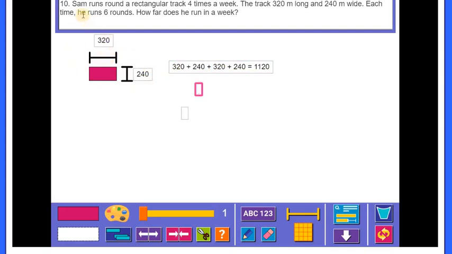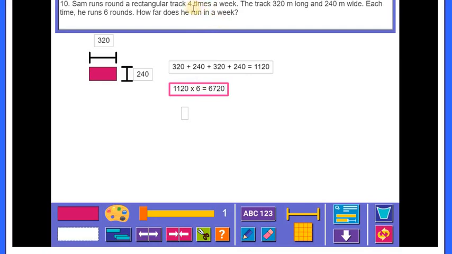Here it says that Sam runs 6 rounds. So 1120 times 6. You can make a long multiplication. The answer is 6,720. This is for one day. The question is in a week.